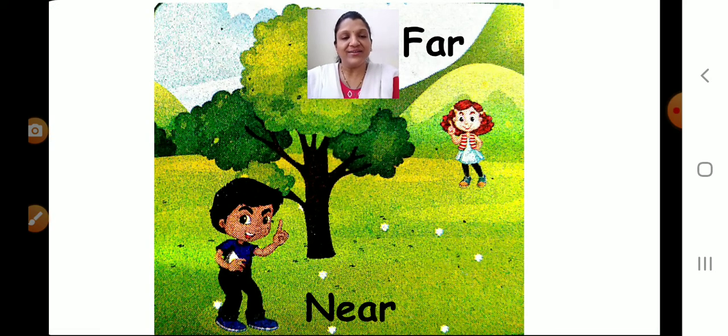Look here. You see a boy and a girl. And we also see a tree. Where is the boy standing? Boy is standing near to the tree. Where is the girl standing? Girl is standing far from the tree. Where is the boy? Near to the tree. Where is the girl? Far from the tree.